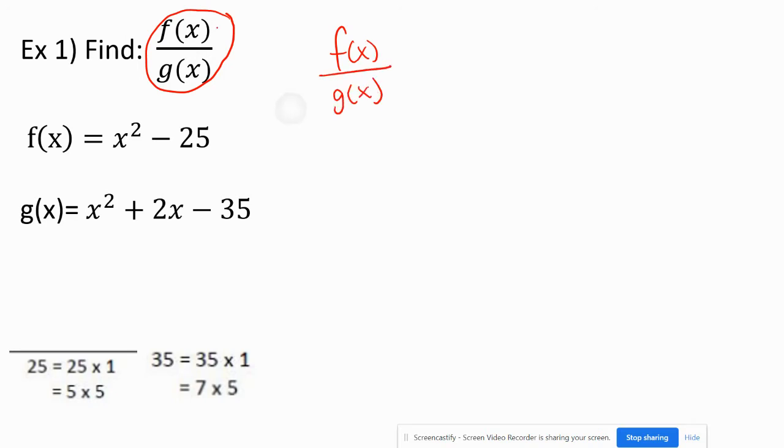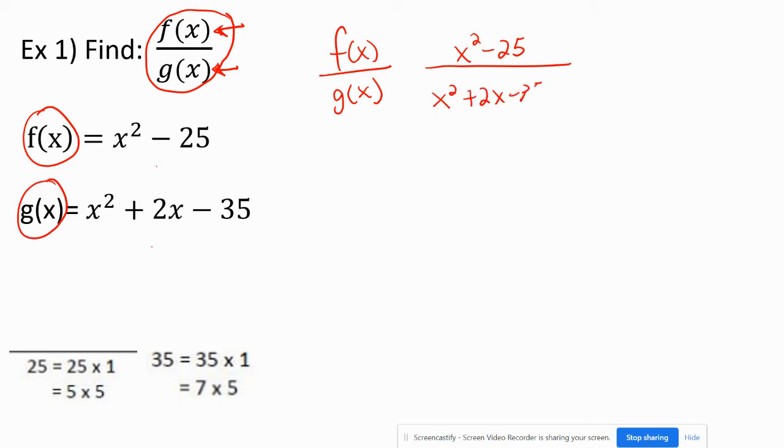Exactly how we do that, we take the f of x function, so it's right here, and I put that on top. And then we take the g of x function right here, and we put it on the bottom. Sorry, that's a funny looking 3. And then we factor and cancel.